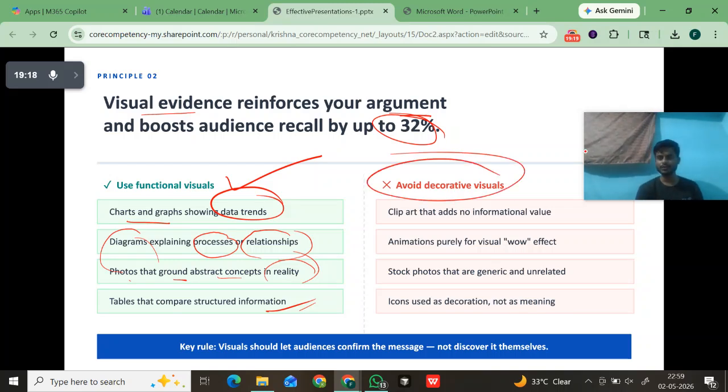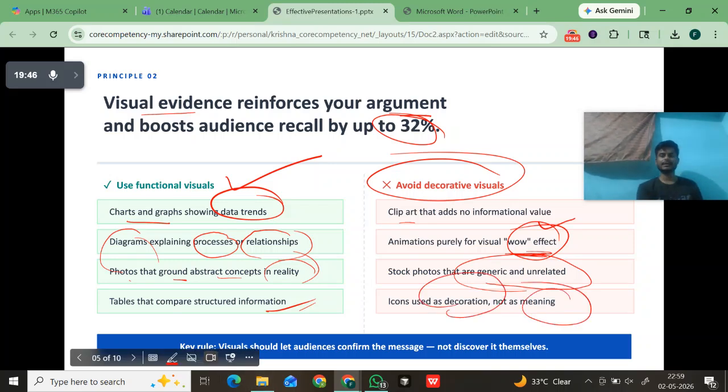What we have to avoid: clip art that adds no information value, like PowerPoint clip art; animation purely for visual wow effect; stock photos that are generic and unrelated, like a flower, or a realistic photo of a man when the concept is about banking. Why did you add the man? Icons used as decoration, not as meaning. If you are using an icon, it should support the message. Let's say the concept is about active listening skill, you should listen actively. So you can use an icon there. If you search for that, you will get an icon.